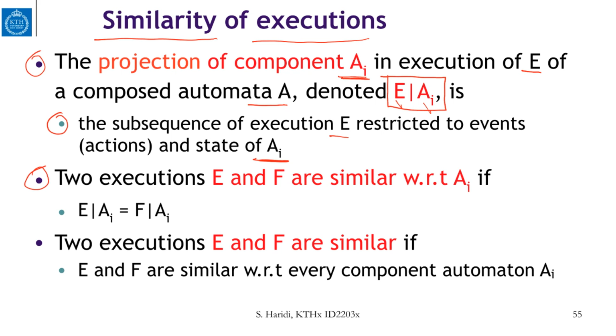We say that two executions are similar with respect to the component automaton AI if we restrict the first execution to the view of AI, and we restrict the second execution to the view of AI, and we look at these two and we see they are exactly the same. We say that two executions E and F are similar or indistinguishable if E and F are similar with respect to every component automaton AI.